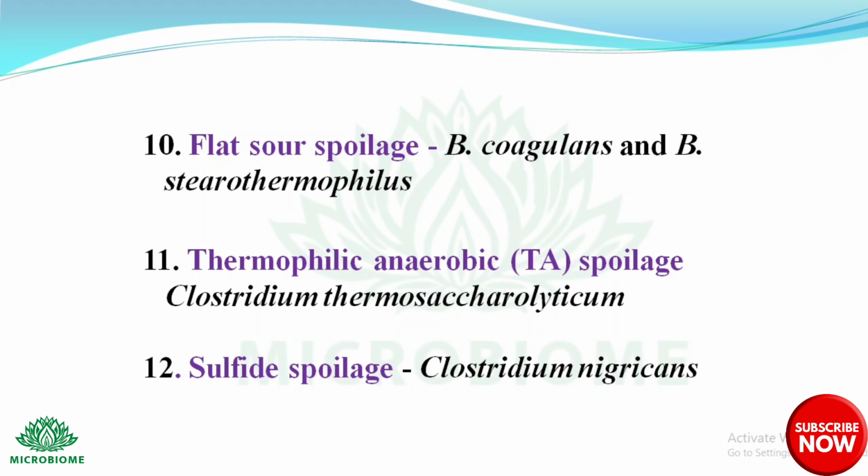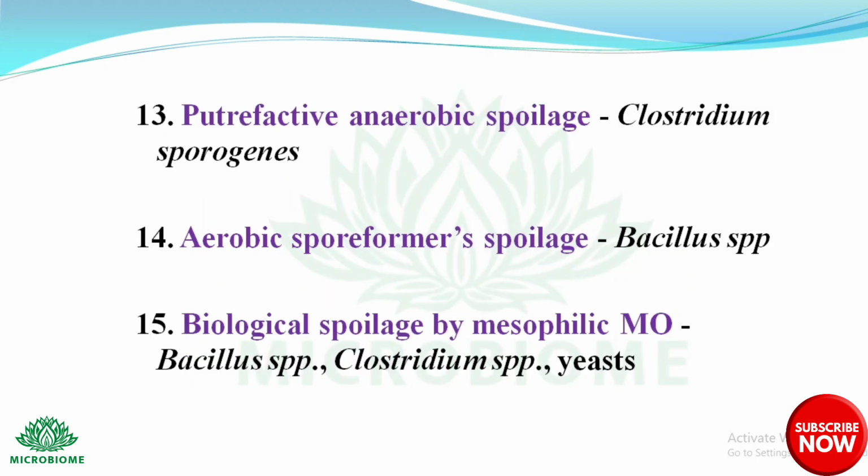Next, thermophilic anaerobic spoilage is caused by Clostridium thermosaccharolyticum. Sulfide spoilage is caused by Clostridium nigrificans. Putrefactive anaerobic spoilage by Clostridium sporogenes. Aerobic sporeforming spoilage by Bacillus species. Biological spoilage by mesophilic microorganisms: Bacillus species, Clostridium species and yeast.